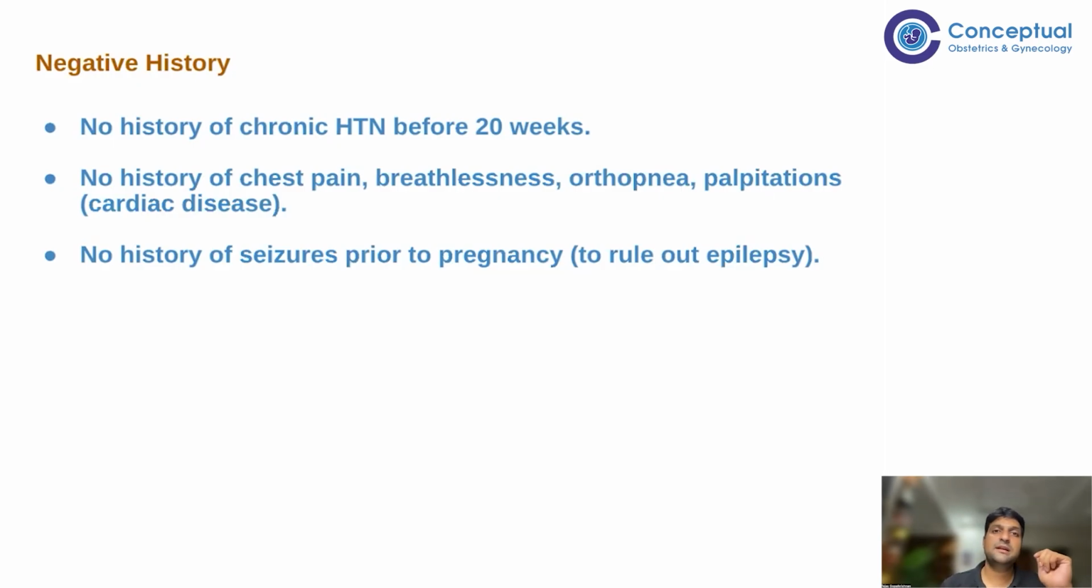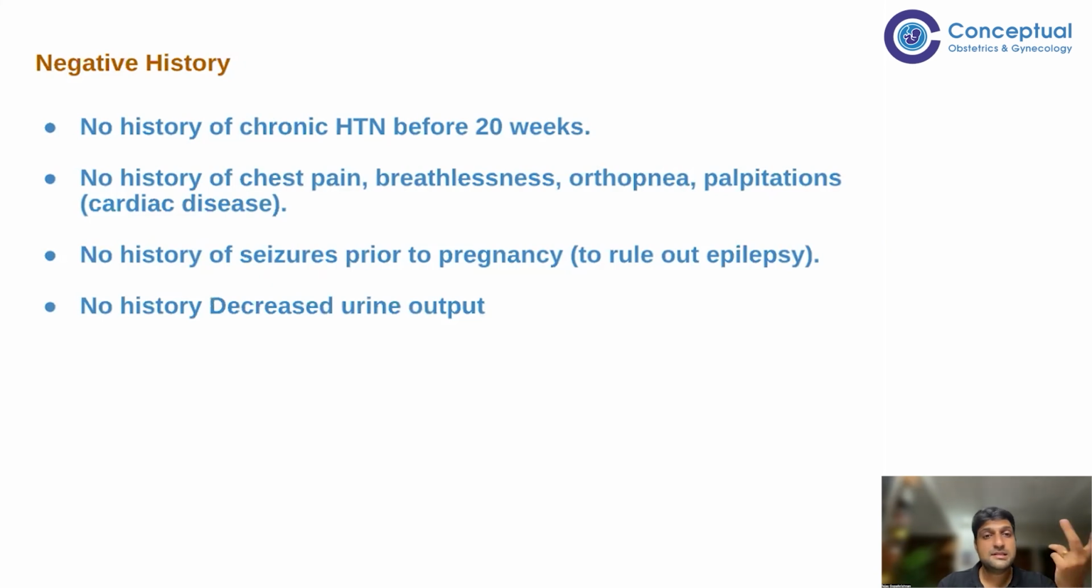Then, is there a history of decreased urine output? Because you have to rule out renal component. Is there a renal disorder? Again, like cardiac disorders, preeclampsia could coexist with the renal disorder. Preeclampsia could be because of a renal disorder, and renal disorders can lead to preeclampsia. Okay, so any of these things can happen.